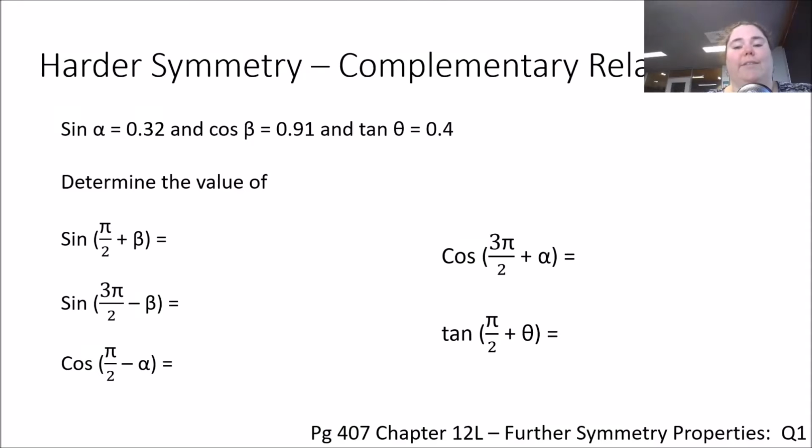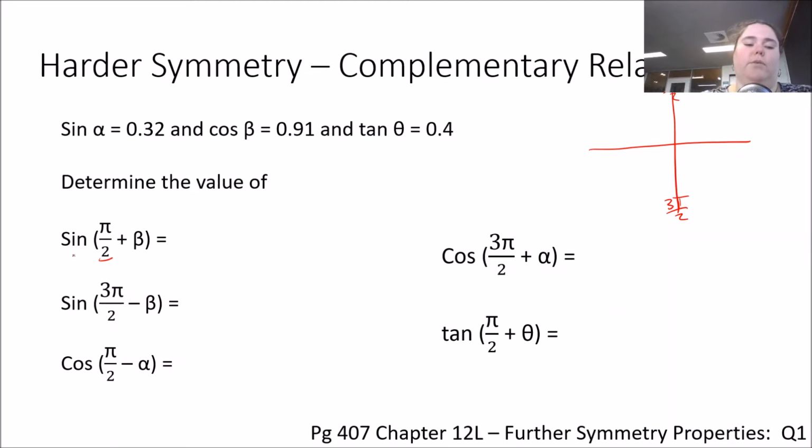Okay, so there is some harder symmetry out there. That is when you are dealing with pi on 2's. So far everything we've been doing, we've been going around to pi or 2 pi and adding on or taking off an angle. This one we are going to pi on 2 or 3 pi on 2 and taking or adding an angle.